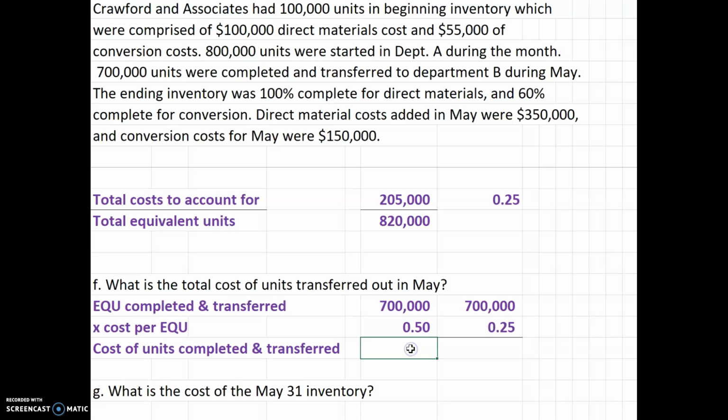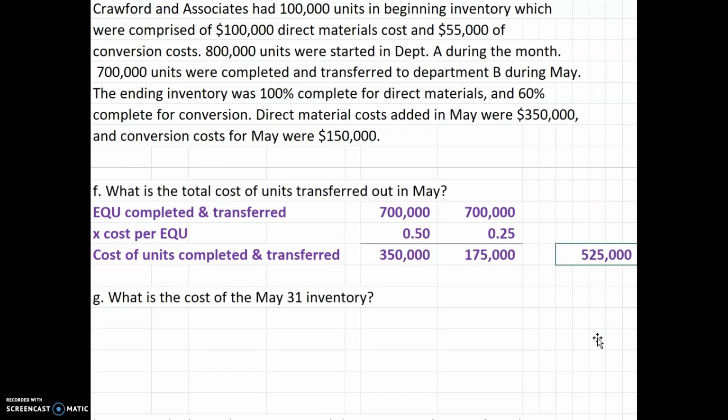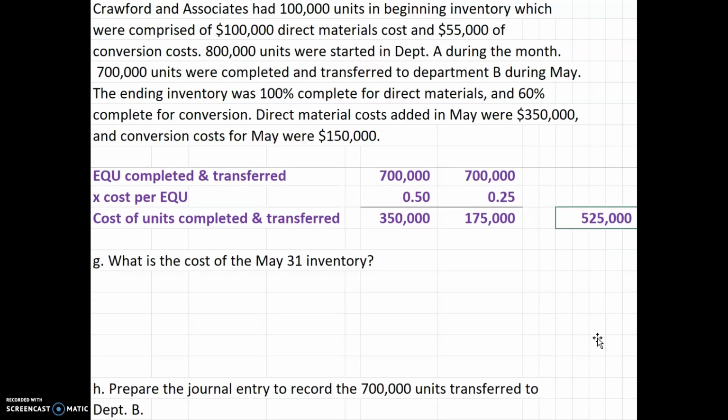here it is. So 700,000 times 50 cents means the direct materials cost in those units that completed and transferred was $350,000. The conversion cost for the units completed and transferred is $175,000. So the cost of the units completed and transferred comes to $525,000. The cost of the ending work in process.